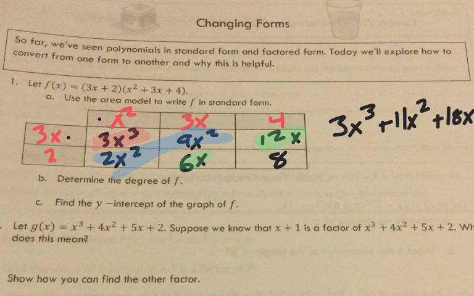So what's the degree of f? Well, the degree would be a degree 3 polynomial. That's the highest degree term. And then C, what is the y-intercept? Remember, the y-intercept happens when x is 0. So if I plug in 0 for x, this term is gone, gone, gone. And all that I'm left with is the constant term, 8. So the y-intercept here would be 8. Standard form is really good at identifying the degree and the y-intercept. That's what standard form is good for.